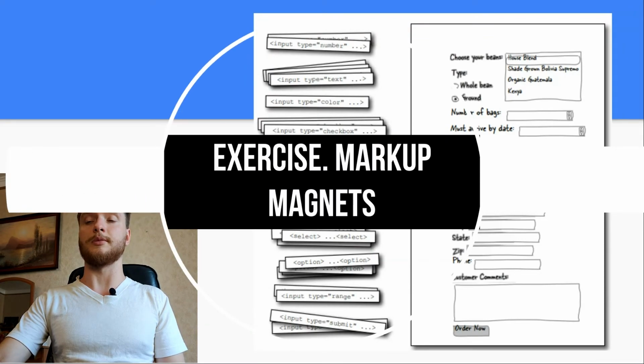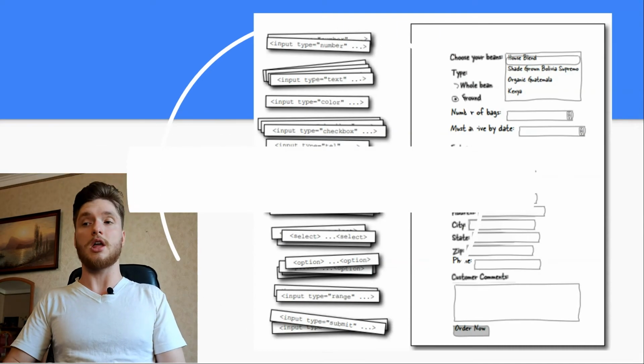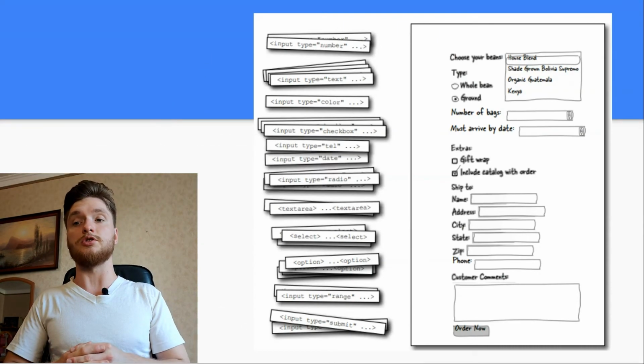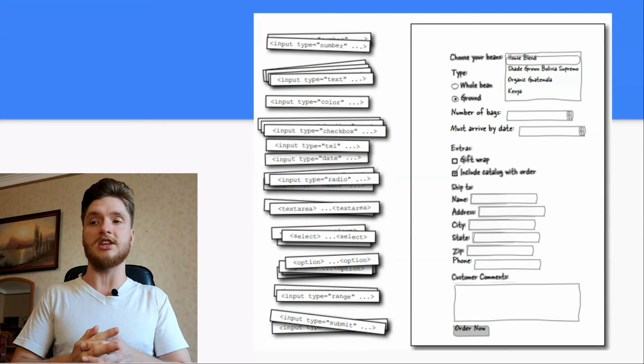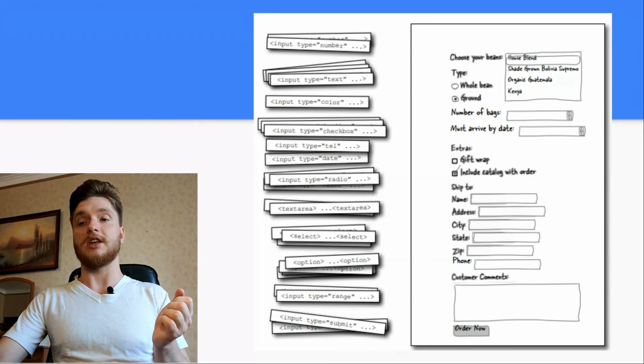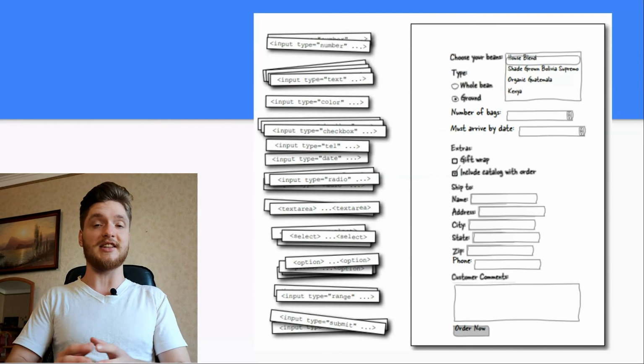Markup Magnets. Your job is to take the form element magnets and lay them on top of the corresponding controls in the sketch. You won't need all the magnets below to complete the job. Some will be left over. Check your answer in the back of the chapter before moving on. Okay, getting ready to build the Bean Machine form. We will talk about this in the next lesson, and this concludes our lesson 93.